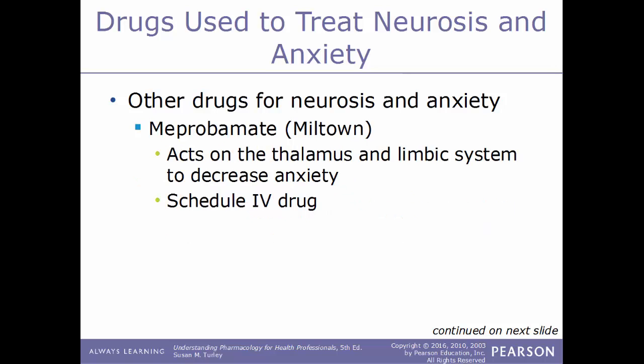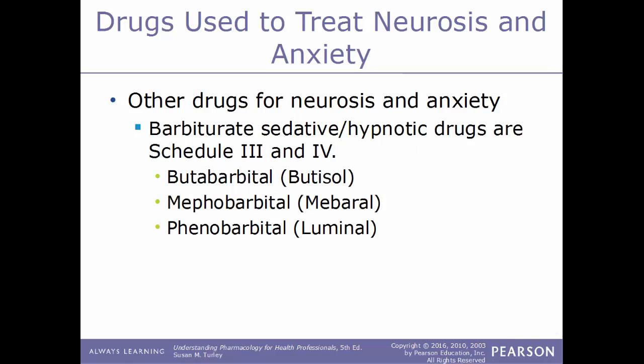Another drug that's used to treat neurosis and anxiety is meprobamate, also known by the trade name Miltown. Now, this acts on the thalamus and the limbic system of the brain to decrease anxiety. And this is also a Schedule 4 drug. Another type of drug category that's used to treat neurosis and anxiety are barbiturate, sedative, and hypnotic drugs. And these are Schedule 3 and Schedule 4 drugs.